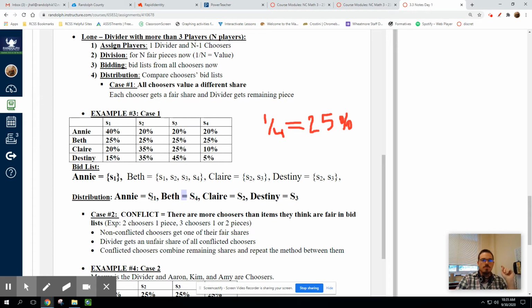Well, let's distribute accordingly. So if we're looking at Claire and Destiny, see how they both like S2 and S3? Well, Destiny likes S3 more, so Destiny's going to get S3. Claire likes S2 more, so she's going to get S2. And then Beth is left over with whatever because she's okay with getting anything. So in that case, there was no conflict. We were able to optimally or fairly divide them all off where everybody's happy with what they get.